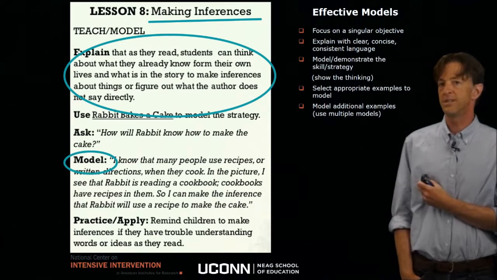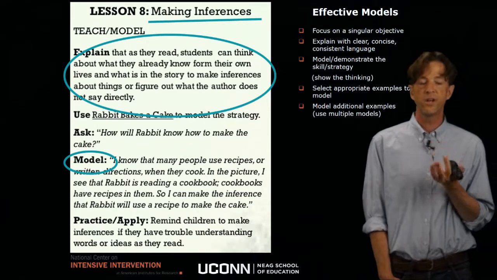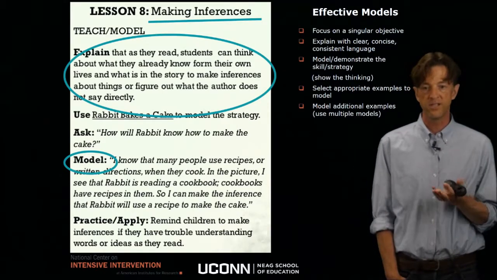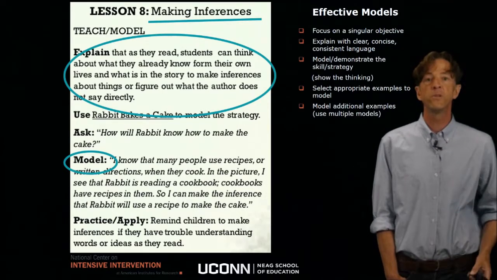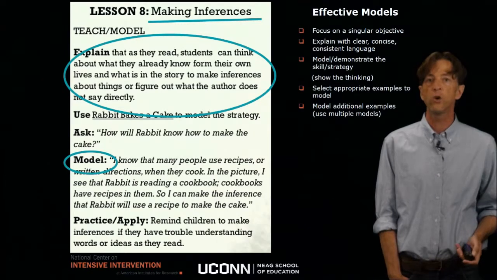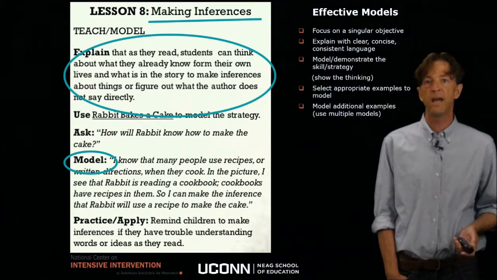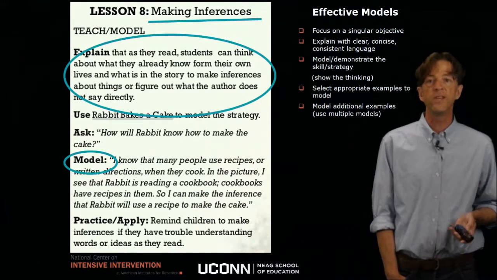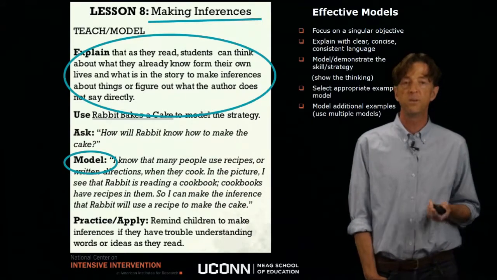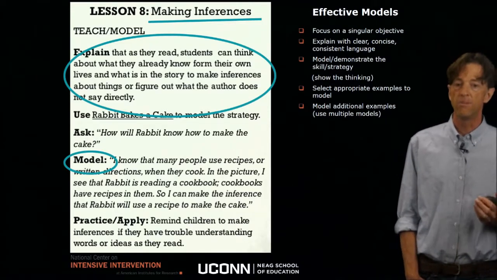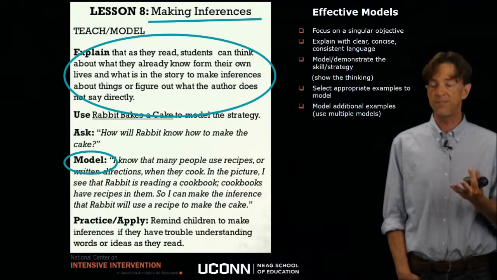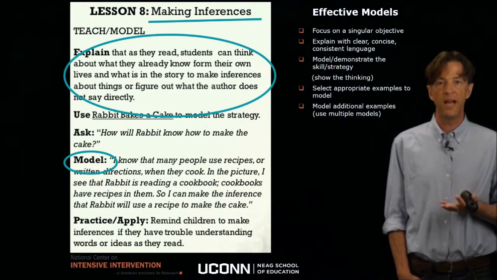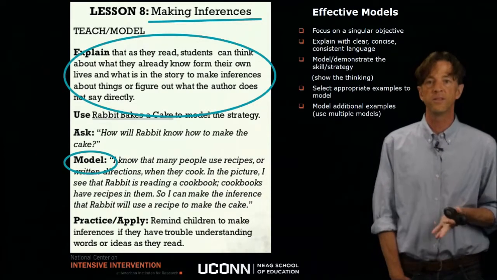So here's a section that says modeling. What the teacher says is, I know that many people use recipes or written directions when they cook. In the picture, I see that Rabbit is reading a cookbook. Cookbooks have recipes in them, so I can make the inference that Rabbit will use a recipe to make the cake. So when we think about it, the teacher is thinking aloud about how they're going about making this inference.